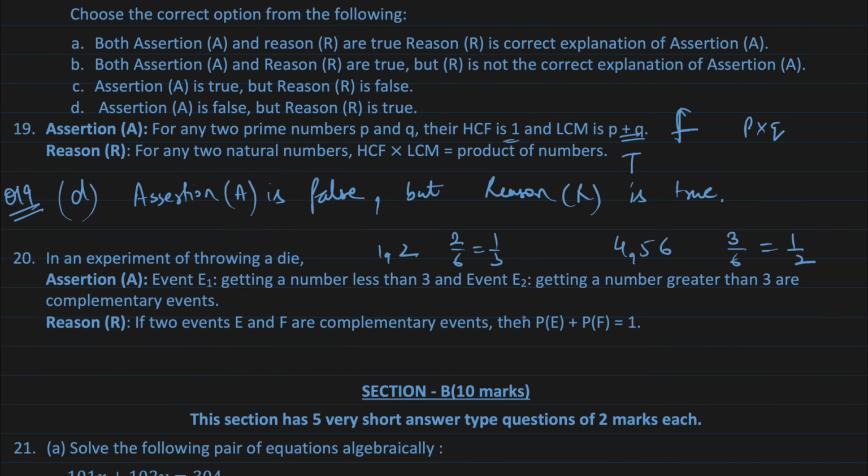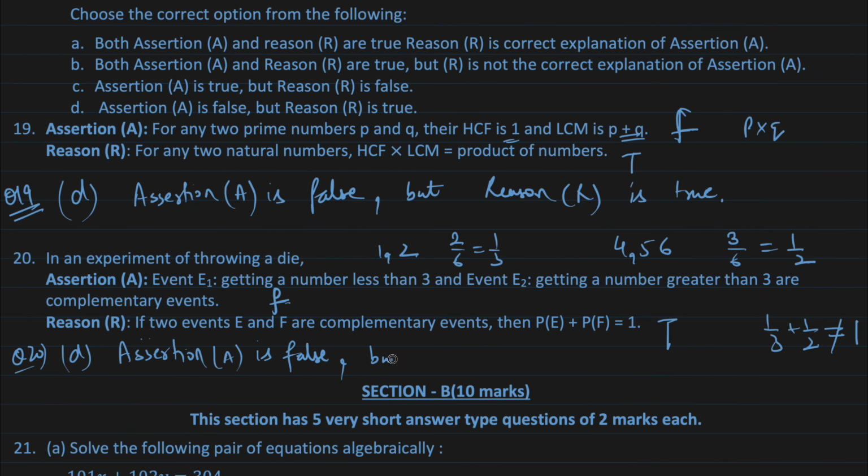Okay. They're not complementary events. What do you mean by complementary events? That when you add these two, 1 by 3 plus 1 by 2, is it coming out to be 1? No, half and half is 1, not this one. So the reason statement is true, that if two events E and F are complementary, then their sum should be 1. This is a true statement, but the assertion is a false statement, right here, students. So again, the answer for this one is also D: assertion is false, but reason R is true.